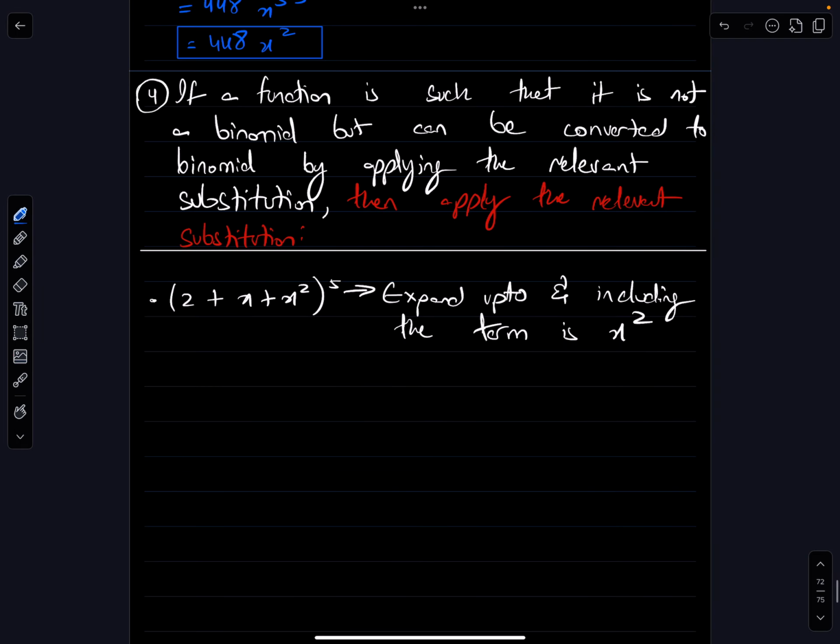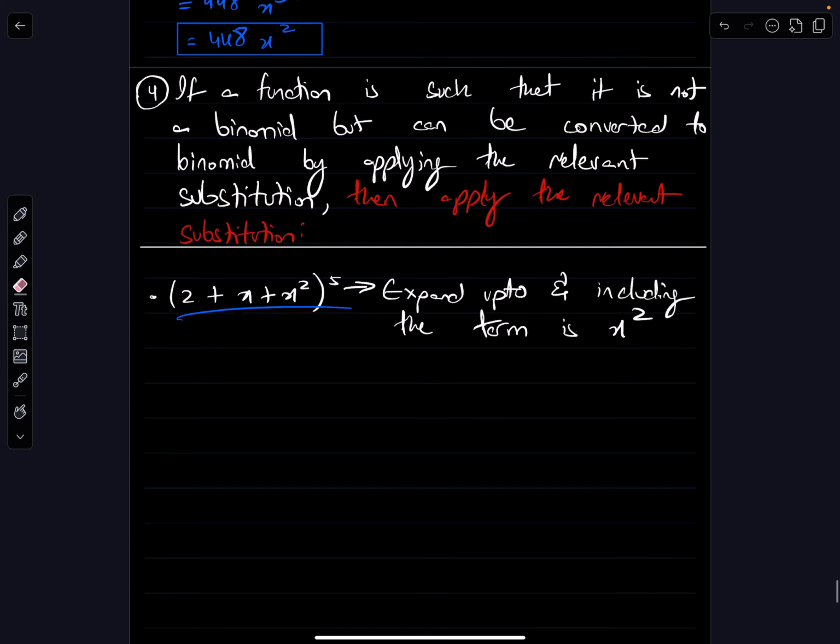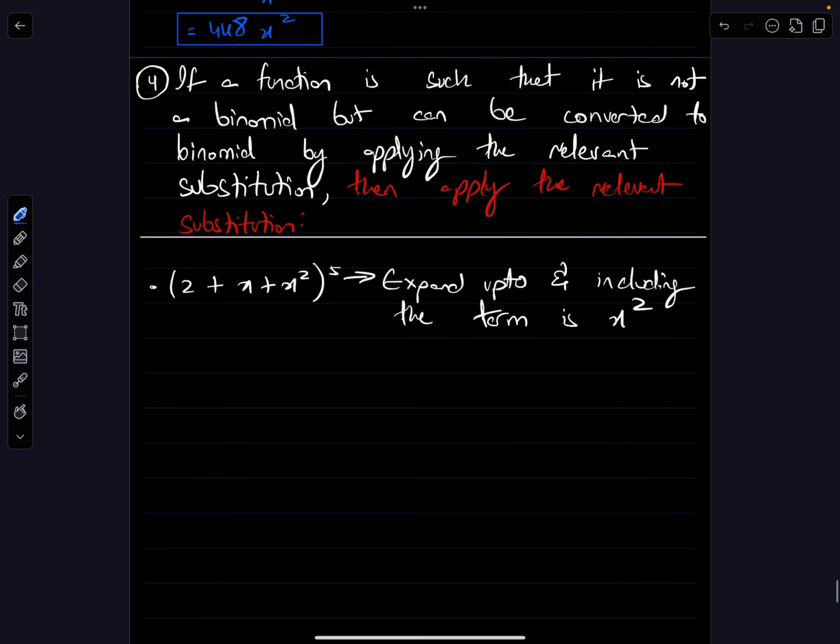And then we have, if a function is such that it is not a binomial but can be converted to binomial by applying the relevant substitution. This means, what if we have a trinomial? We have three terms to some random power. It's not a binomial, but it can be converted to binomial if I apply some substitution. So in such a case, let x plus x squared be y. This whole thing be y.